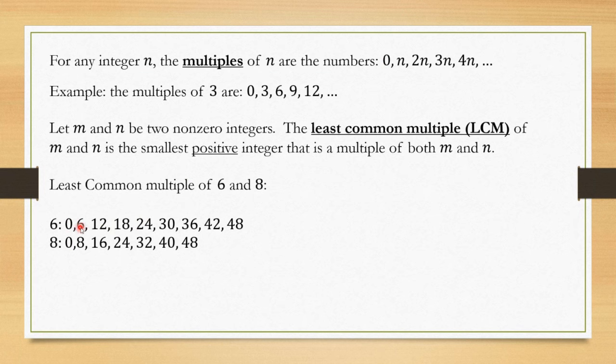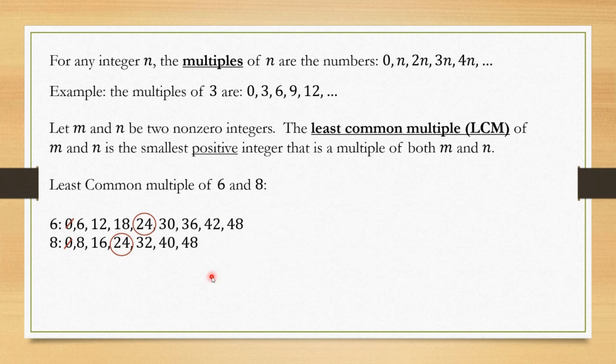So anyway, we can list them. We have 0. We have 6 times 1, which is 6. 6 times 2 is 12. 6 times 3 is 18, and so on. You can keep on going. Same thing with 8. You have 0, 8 times 1, 8 times 2. But hopefully you can see, again, we can cross out 0 because we really don't need it. But notice that the first positive entry in both lists is 24. So 24 would be the least common multiple of 6 and 8.